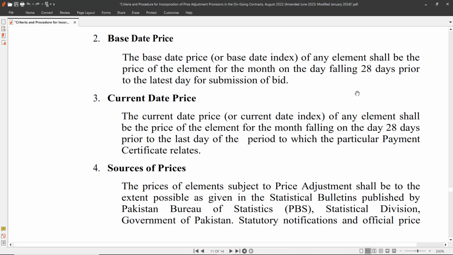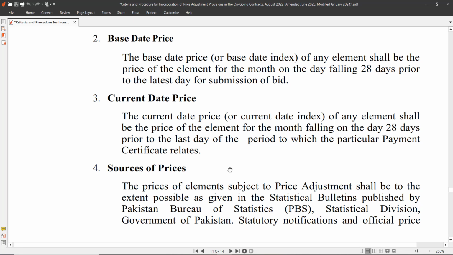Then the current date price. The current date price or current date index of any element shall be the price of the element for the month falling on the day 28 days prior to the last day of the period to which the particular payment certificate relates. So for any payment which is due and has to be paid, this price shall be calculated 28 days before. This is the current price.